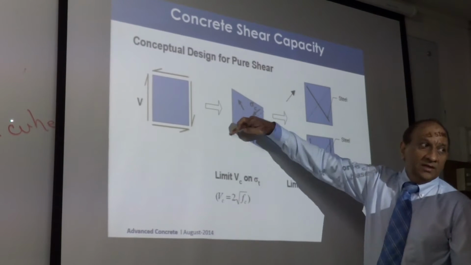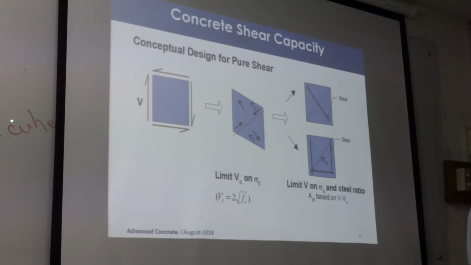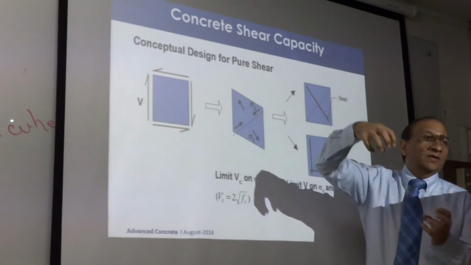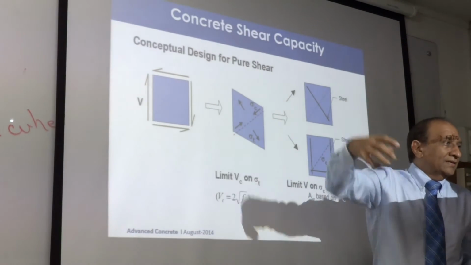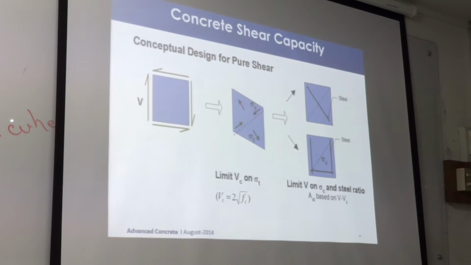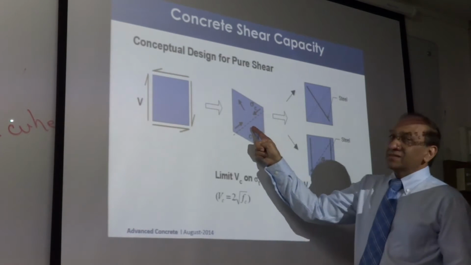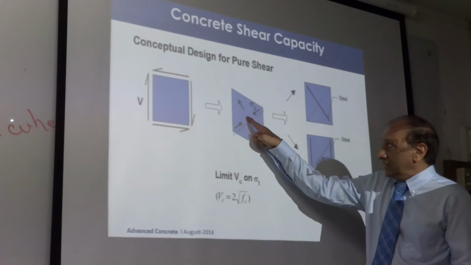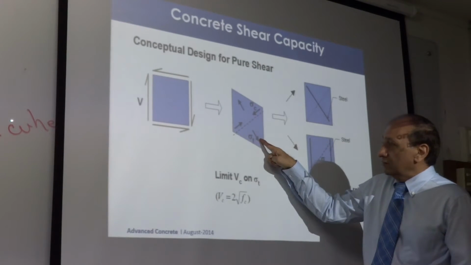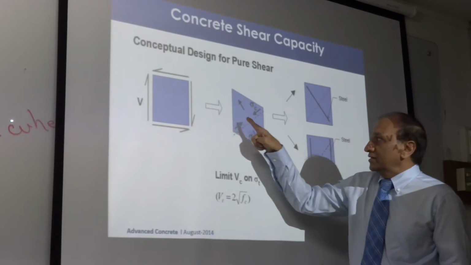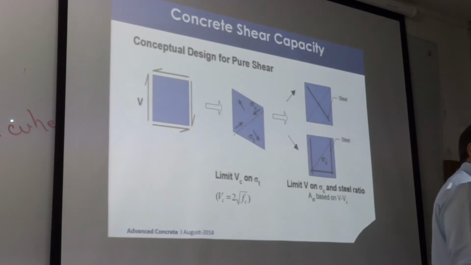It will break here. If we say concrete has no tension capacity, 0. If sigma T is equal to 0, it must break here and it will become failure and this section is gone. It cannot take any force at all. 0 shear capacity. Correct? But if we say that concrete has some tension capacity, then the stress that can exist here will be equal to the tension capacity of concrete. So that means it can take just enough shear until concrete cracks in shear.